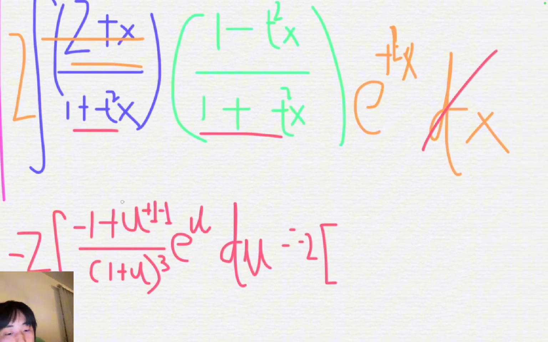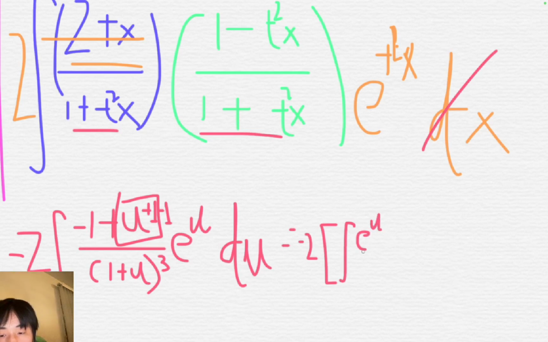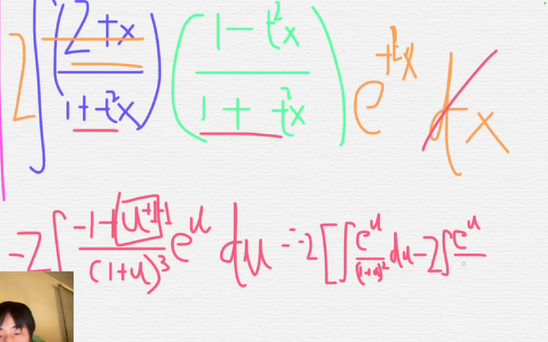Well, if we just take this 1 plus u right here, u plus 1, we can cancel it like that. And what we get is the integral of e to the u over 1 plus u squared. And next would be minus, well, all that's left after we simplify is that the double negative 1s turn to negative 2. So it would be minus 2 integral of e to the u over 1 plus u cubed.